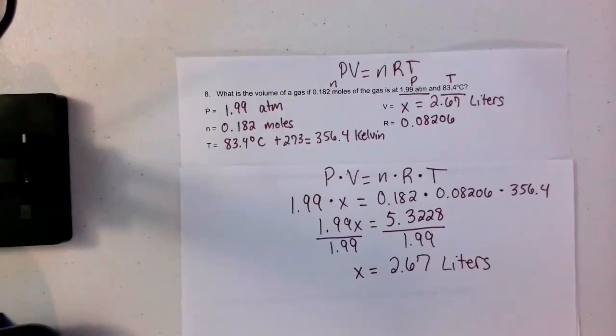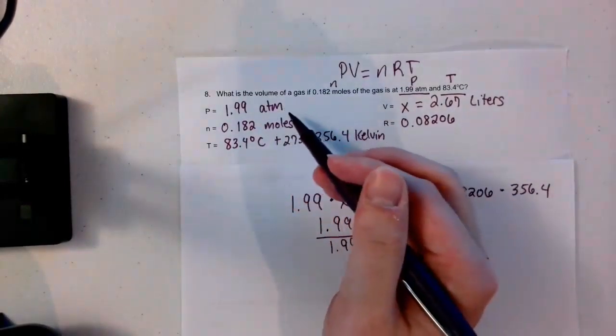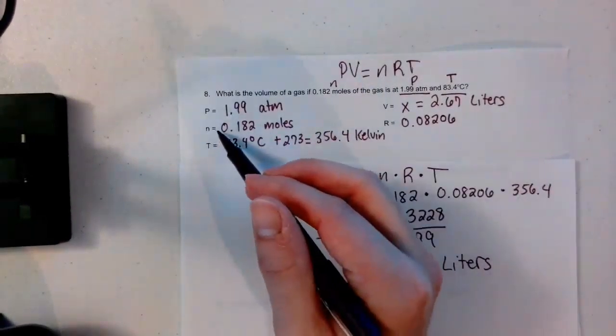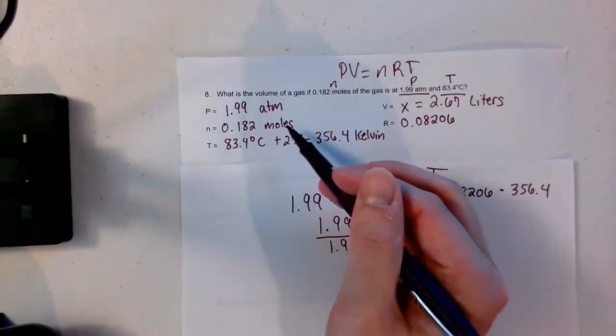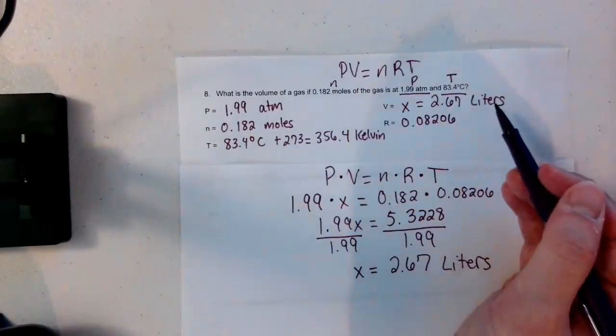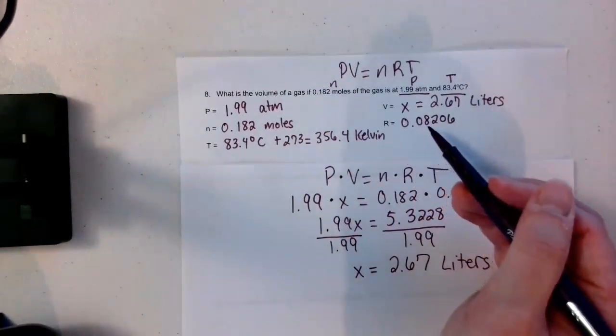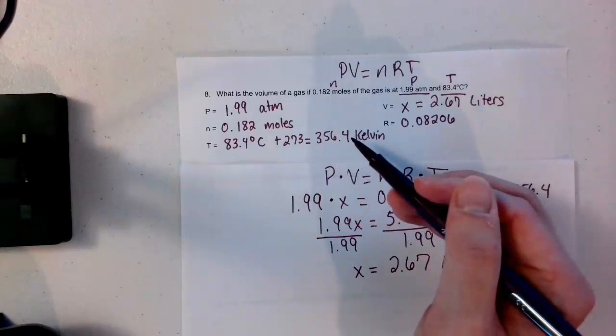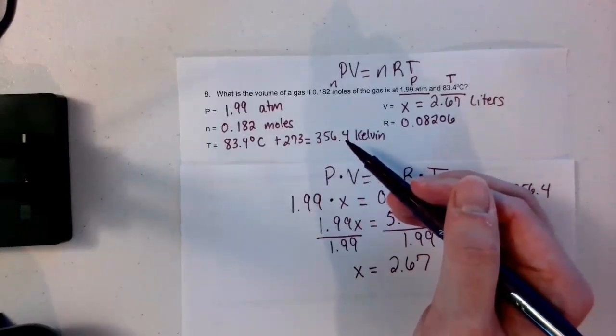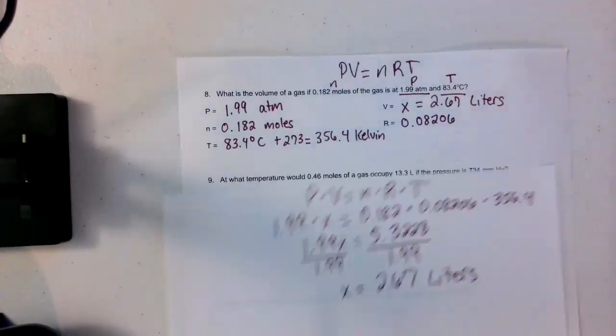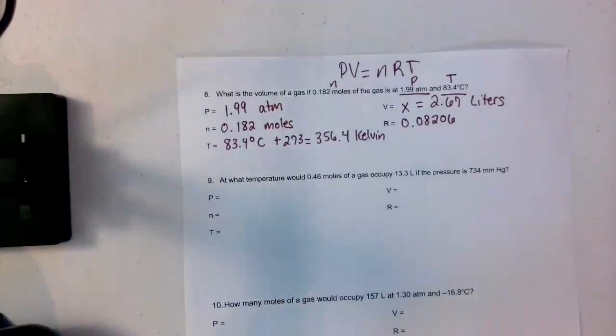And again, remember, pressure is going to have to be in atmospheres. The n is the number of moles, so it has to be in moles. The volume has to be in liters. This R is 0.08206, and the temperature has to be in Kelvin. And you can get to Kelvin by just adding 273.